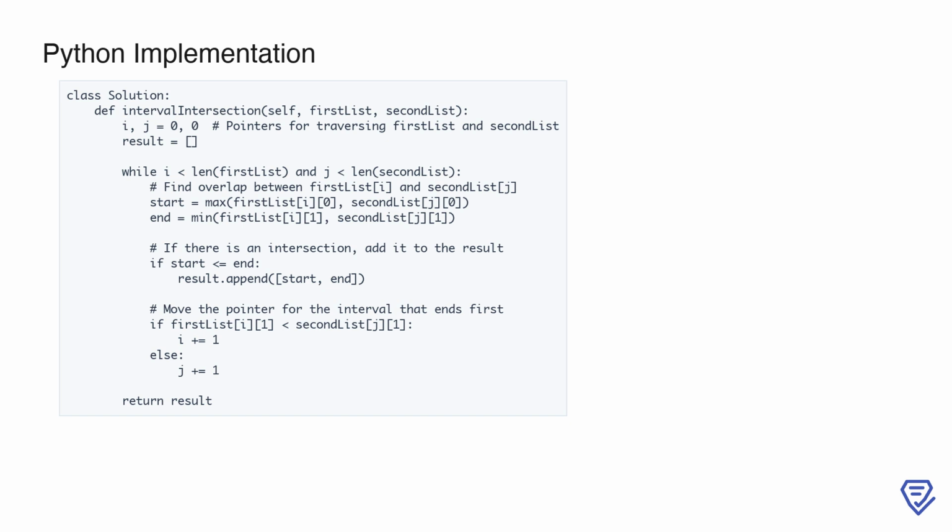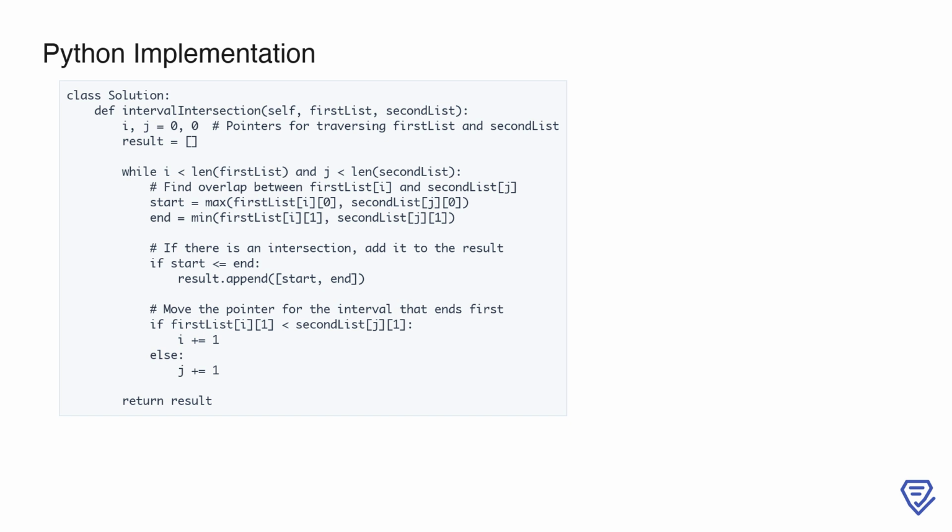The algorithm efficiently finds overlapping intervals between two sorted lists of intervals. 1. Initialization. We initialize two pointers i and j to 0. These pointers traverse through first list and second list respectively. We also create an empty list result to store the intersection intervals. 2. While loop. The loop runs as long as both pointers are within the bounds of their respective lists. This ensures we process all intervals.